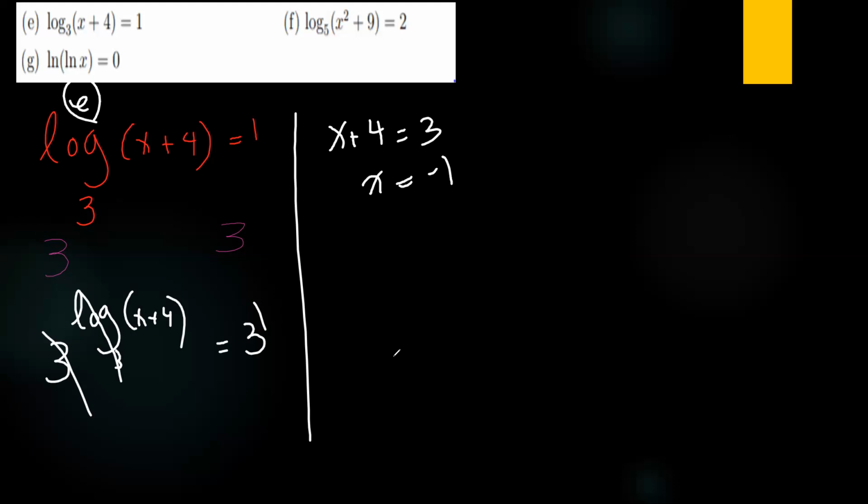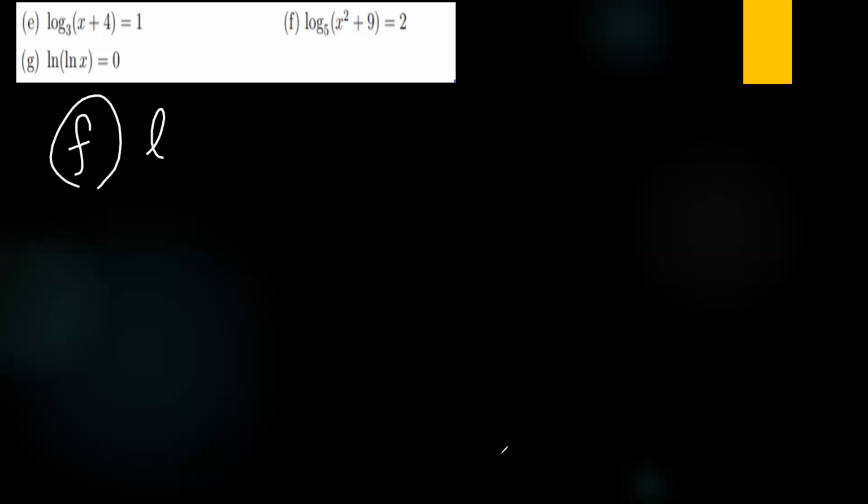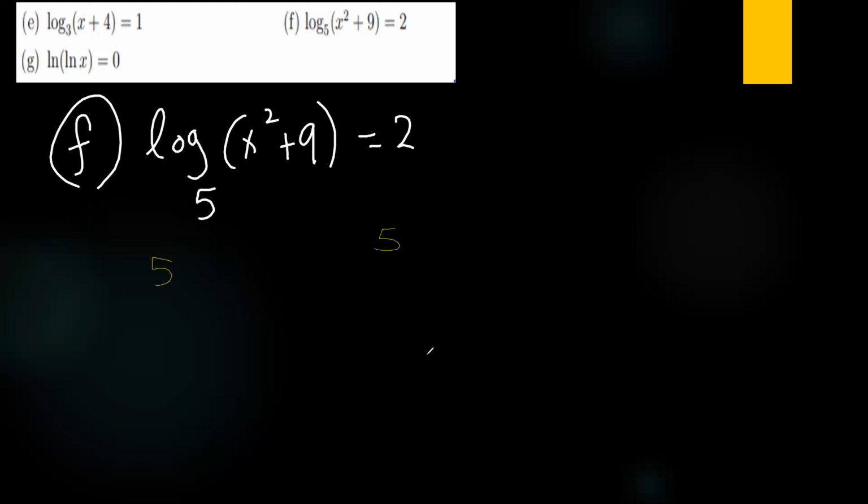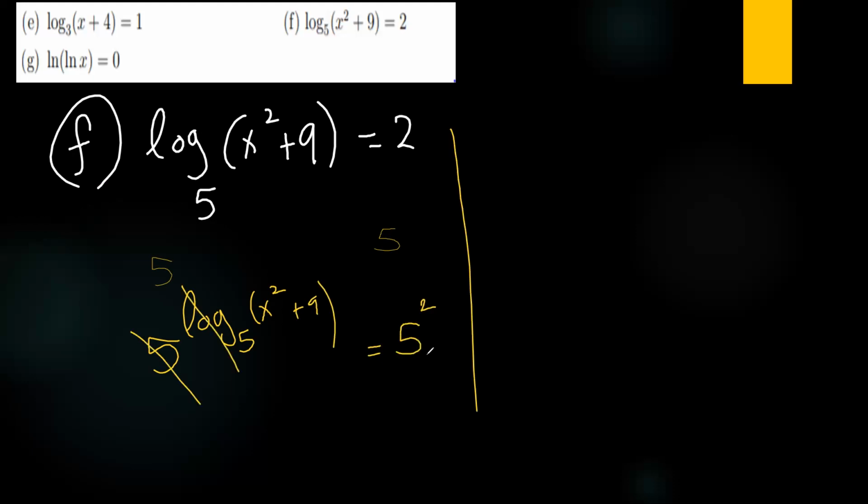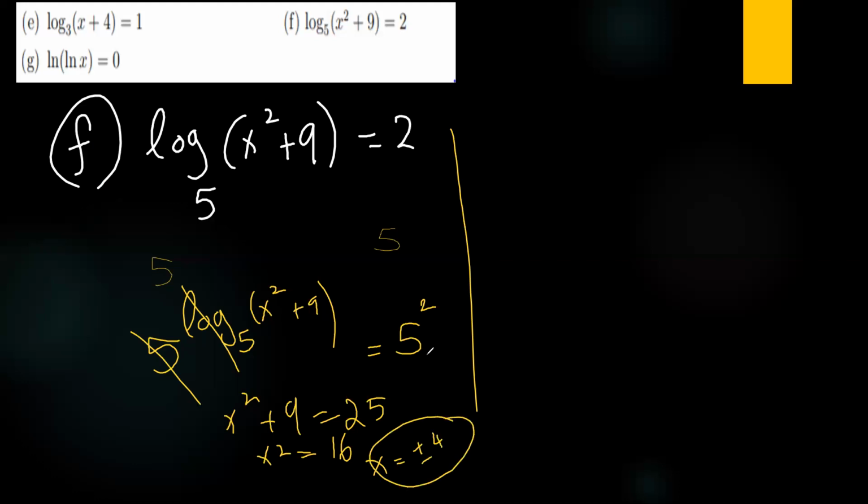Now let's solve f. For f, we have the same idea. We have logarithm to the base 5 of x squared plus 9 equals 2. So just look at it. I want to cancel the logarithm, so just raise 5 to both sides. So what did we get now? We get 5 raised to the power of logarithm base 5 of x squared plus 9 equals 5 squared. Let's cancel them. So what did we have now? We have x squared plus 9 equals 25, or x squared equals 16, or minus 9 from both sides. So x will be positive or negative 4 by putting x under square root.